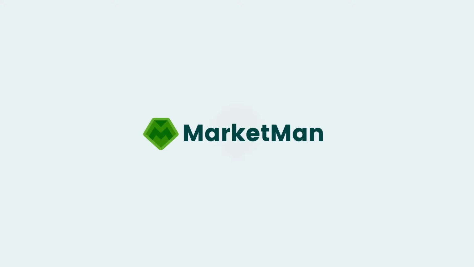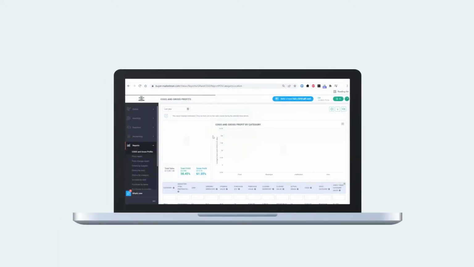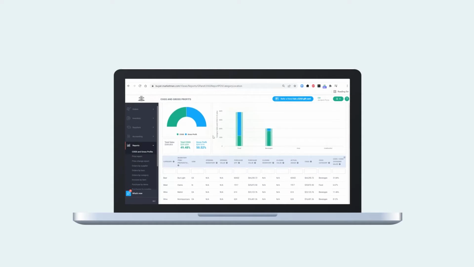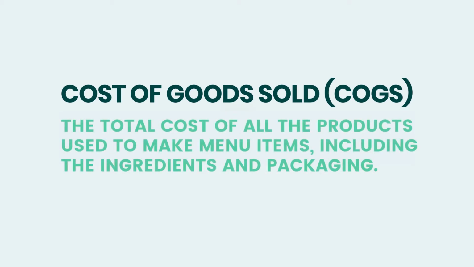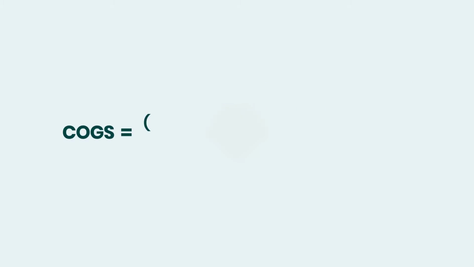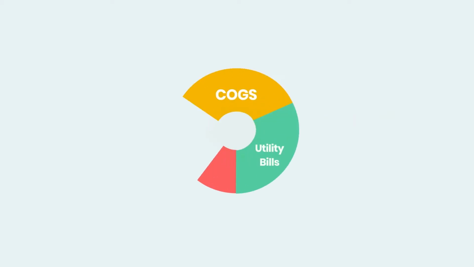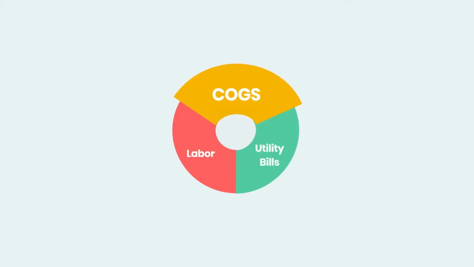With MarketMan, restaurant operators can easily analyze and gain control over their cost of goods sold, saving up to tens of thousands of dollars every year. For restaurants, COGS is the total cost of all the products used to make menu items, right down to the ingredients and packaging. COGS equals beginning inventory plus purchased inventory minus ending inventory. Roughly one-third of a restaurant's gross revenue goes towards paying for COGS.